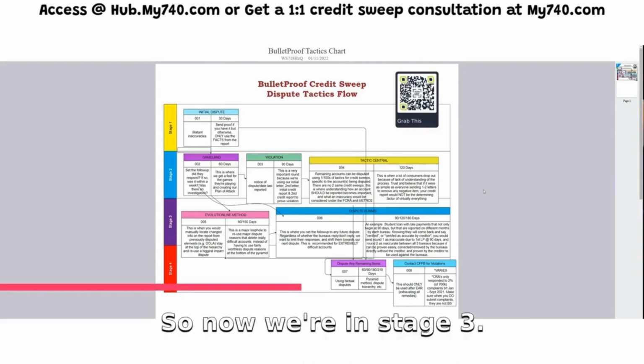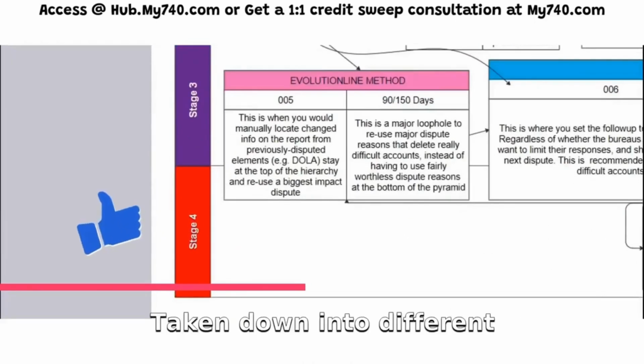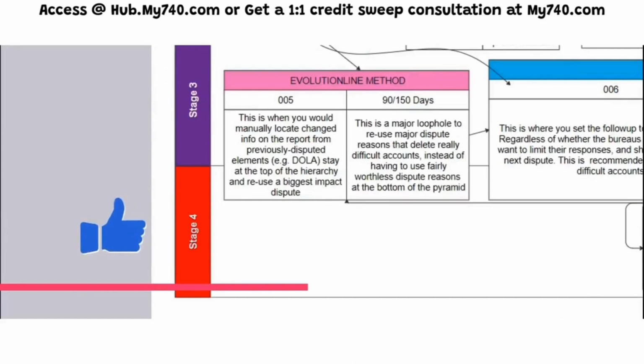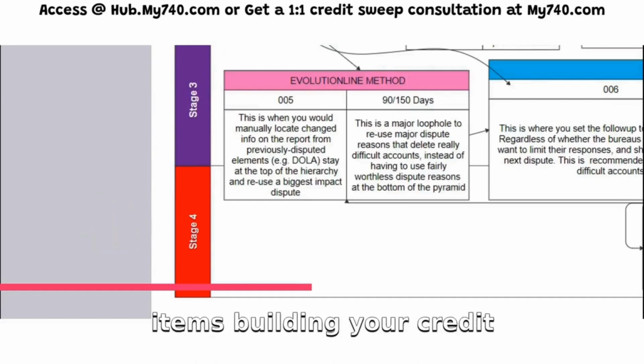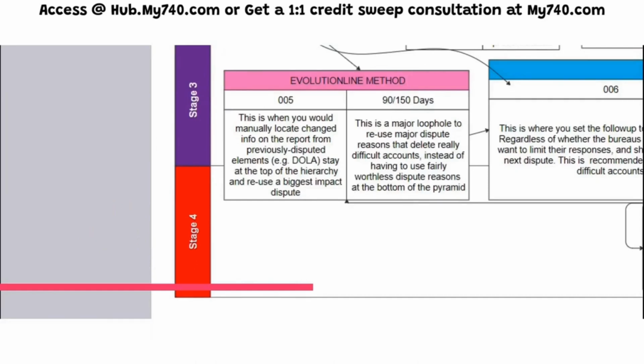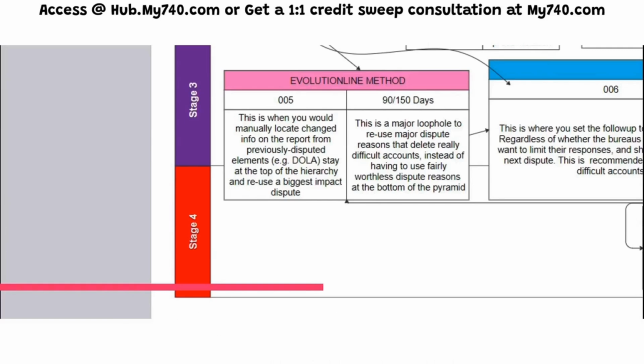Okay, so now we're in stage 3. And yes, any credit sweep can be broken down into different stages. If you're looking at the credit sweep process in general, there's very specific stages as far as removing negative items, building your credit, and then building up your score to get your total entire credit health. Okay, so with the evolution line method, and if I can remember, I will link that webinar down in the description. It's very, very important because this is where you would manually locate changed information on the report from previously disputed elements. For example, the date last active.